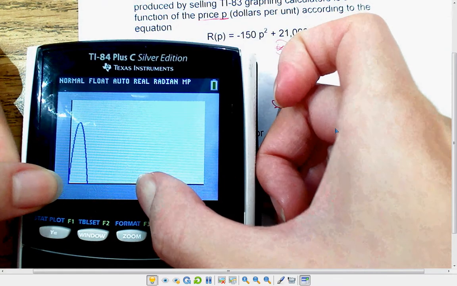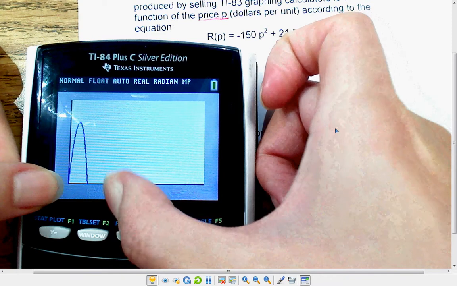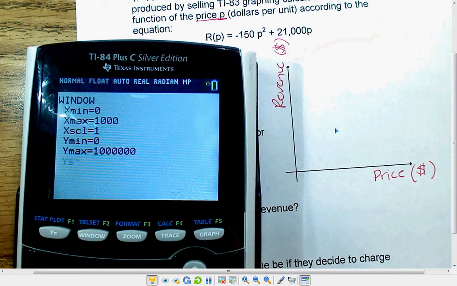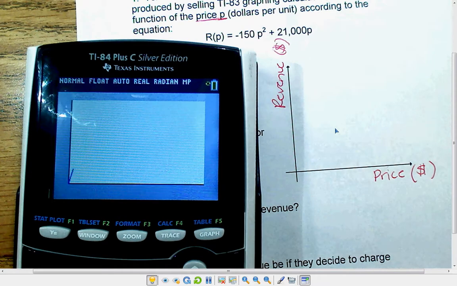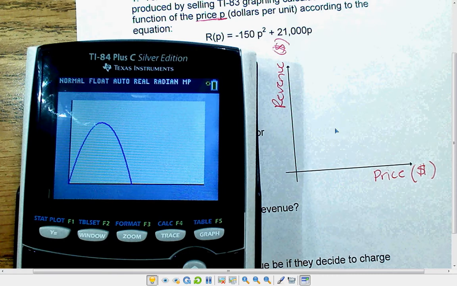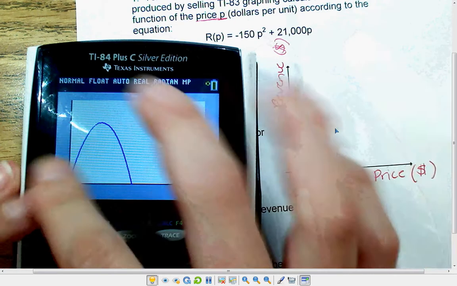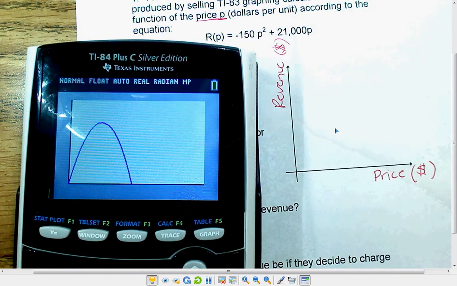This would be like 500. Maybe we could make it like 300. Go to window, 300. Let's see what happens. See, now this fits much better. I can see almost my entire graph is taking up the whole window, which is what we want.